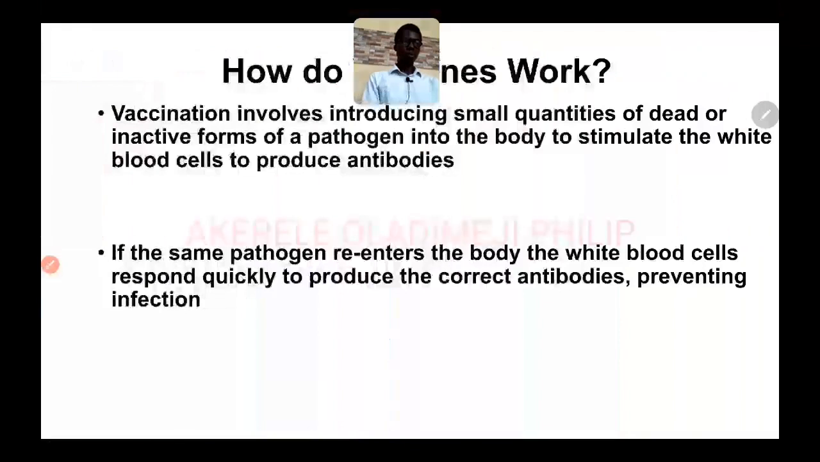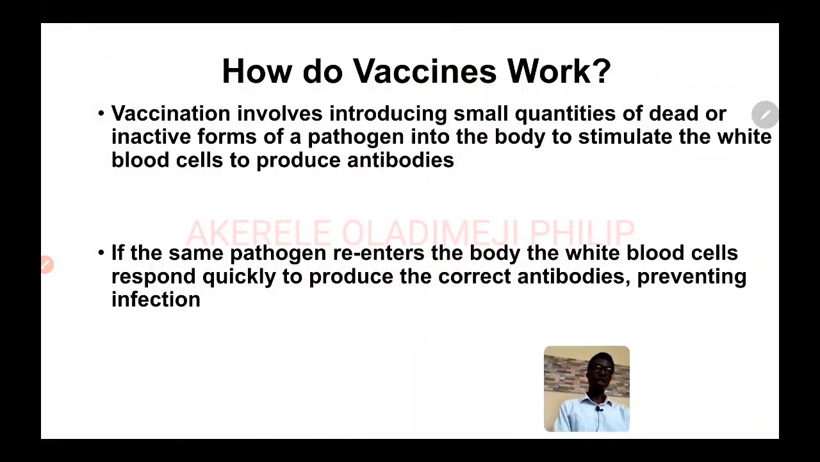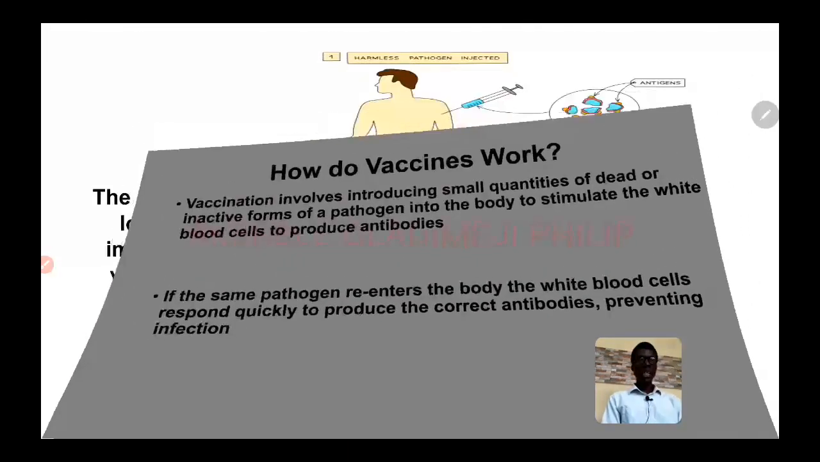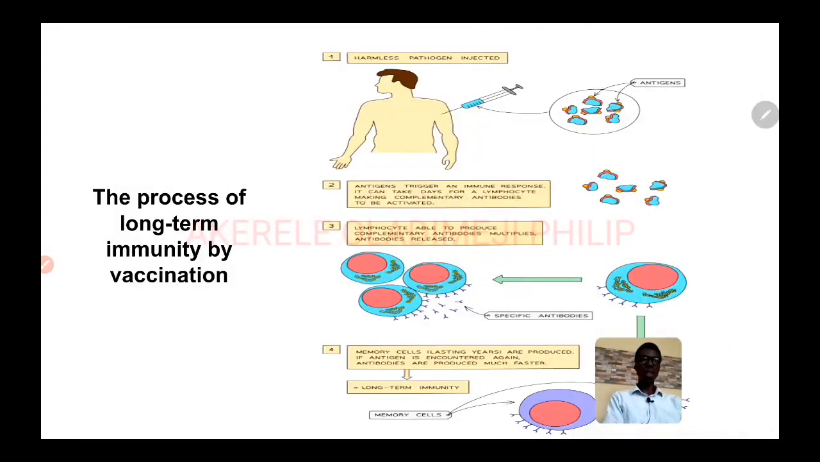All right, so how do vaccines work? Now, vaccination involves introducing a small quantity of a dead or inactive form of a pathogen into the body to stimulate the white blood cells to produce antibodies. I think sincerely we've explained this in the previous slides. Now, if the same pathogen re-enters the body, the white blood cells respond quickly to produce the correct antibodies, preventing the infection. That's clear.